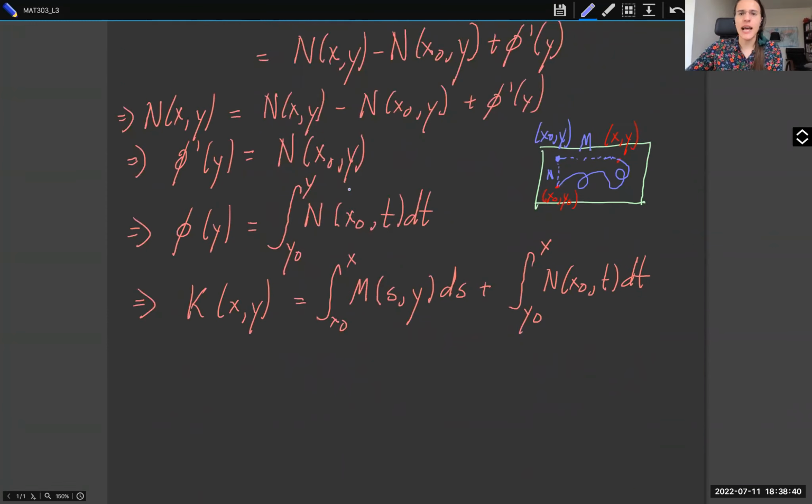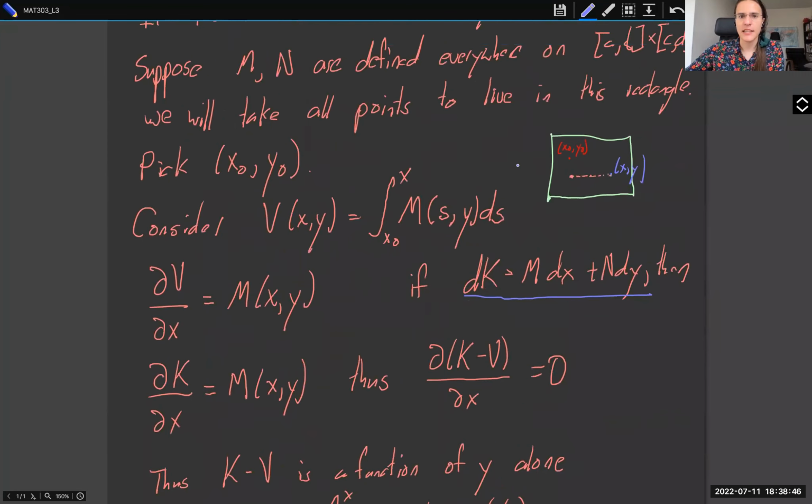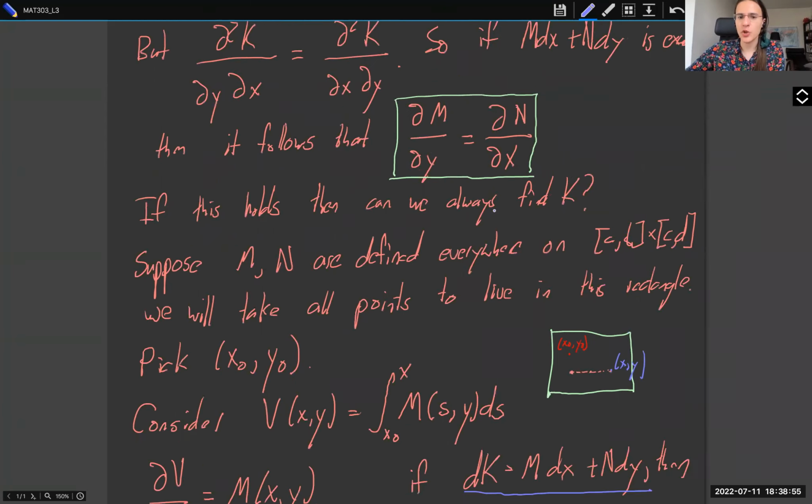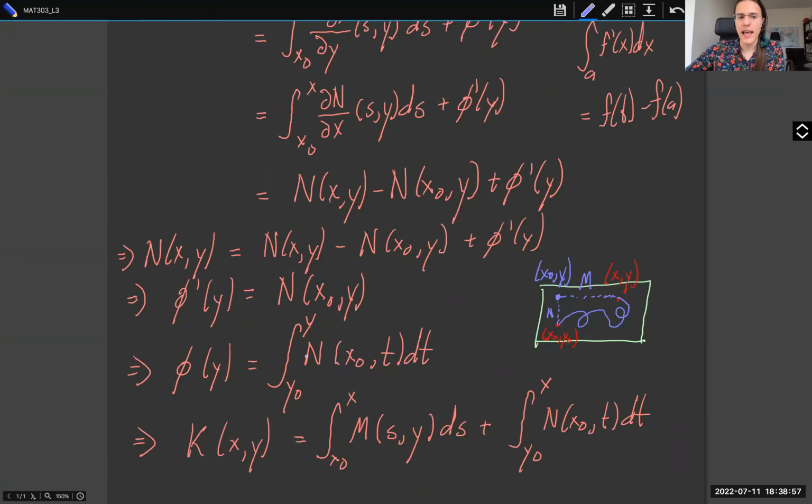So basically, that's the abstract argument as to why the condition for exactness works. That is, if you take the function on x and you differentiate it with y, and you take the function on y and you differentiate it with x, if those partials are equal, then you should be able to solve for what k is. And if you're able to solve for what k is, then you know the solutions are k(x,y) = c. Any questions about that? We're going to do concrete examples in like a second.